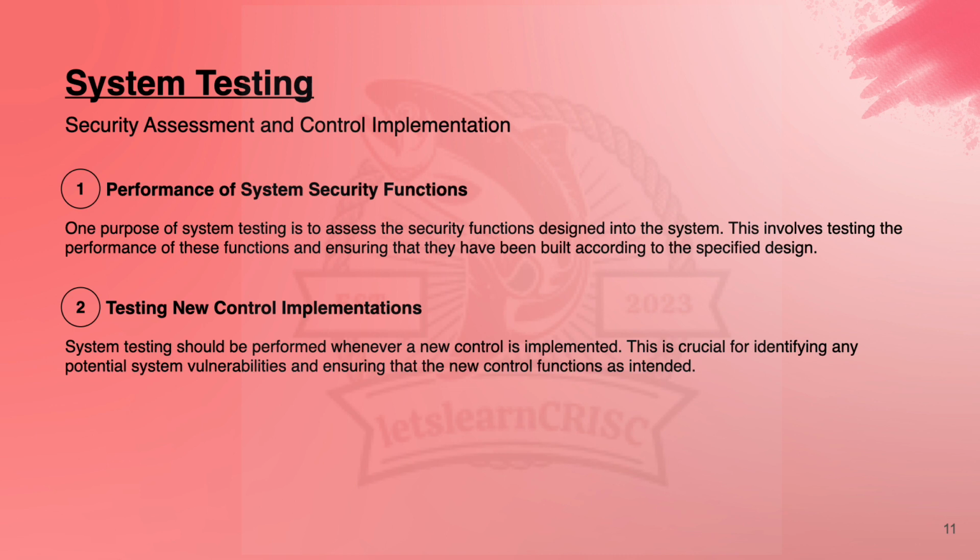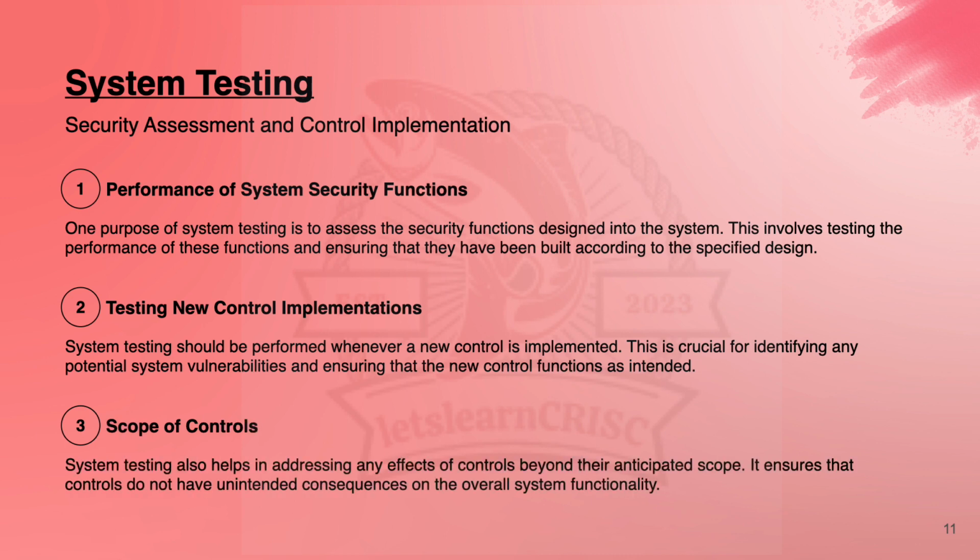So system testing is critical whenever a new control is implemented. It plays a key role in identifying potential vulnerabilities, ensuring the intended functionality of the new control, validating its integration into the system, and supporting the overall security and operational goals of the organization. Next, about the scope of control. Friends, system testing also helps in addressing any effect of controls beyond their anticipated scope.